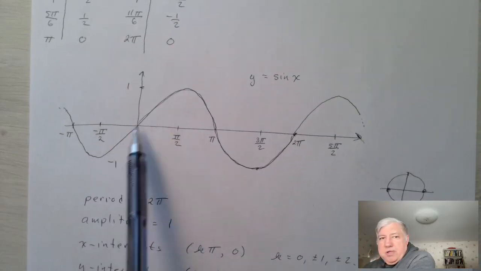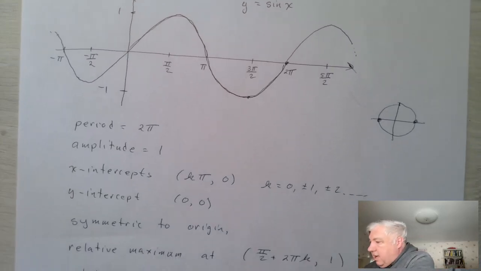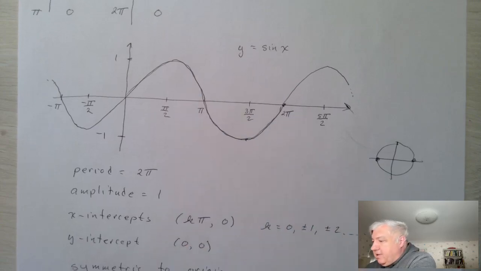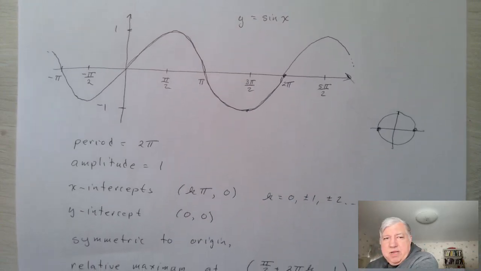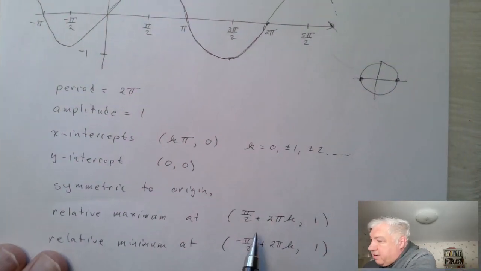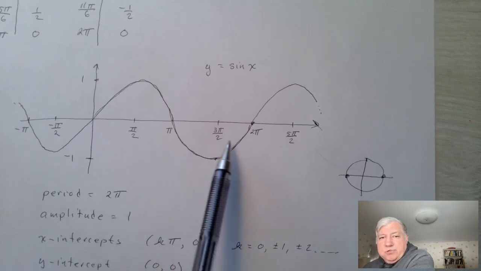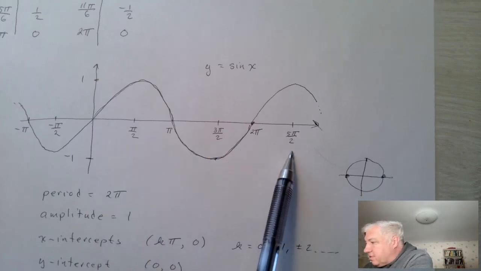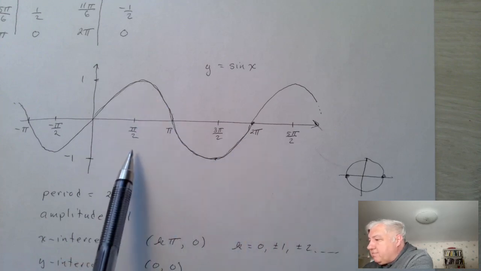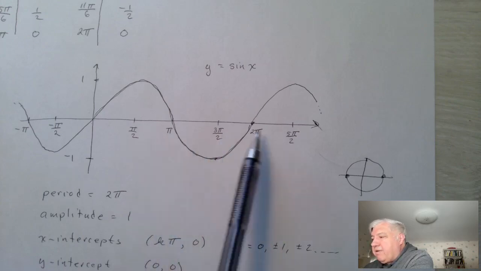It is symmetric about the origin because sine x is an odd function. We can also see that we have several peaks and several valleys. The fancy term for a peak is a relative maximum, and it occurs when x is pi over 2 or 5 pi over 2. The peak appears only once in a cycle, so going from pi over 2 to 5 pi over 2 is 2 pi.